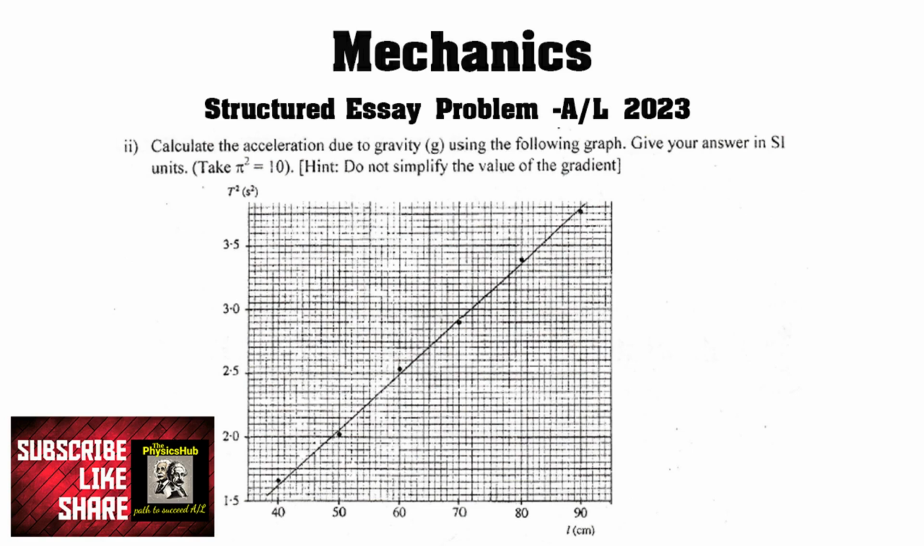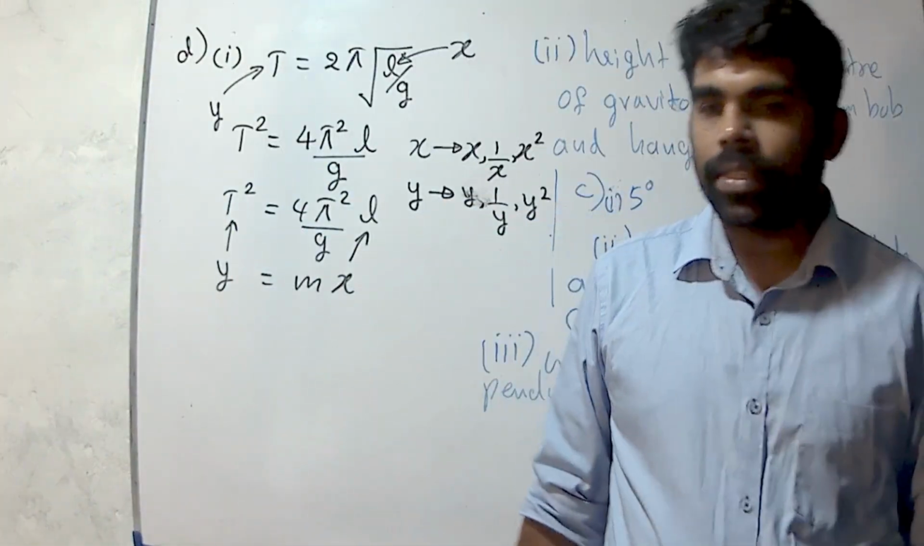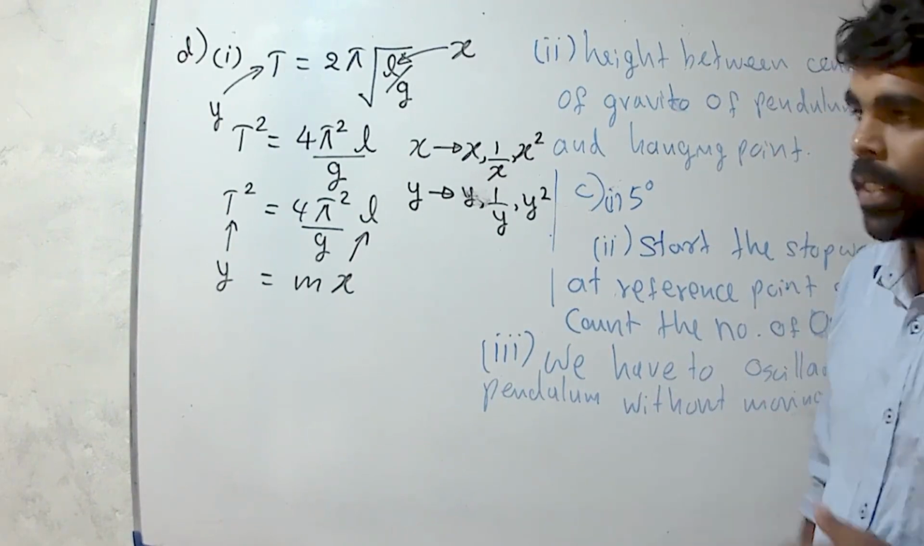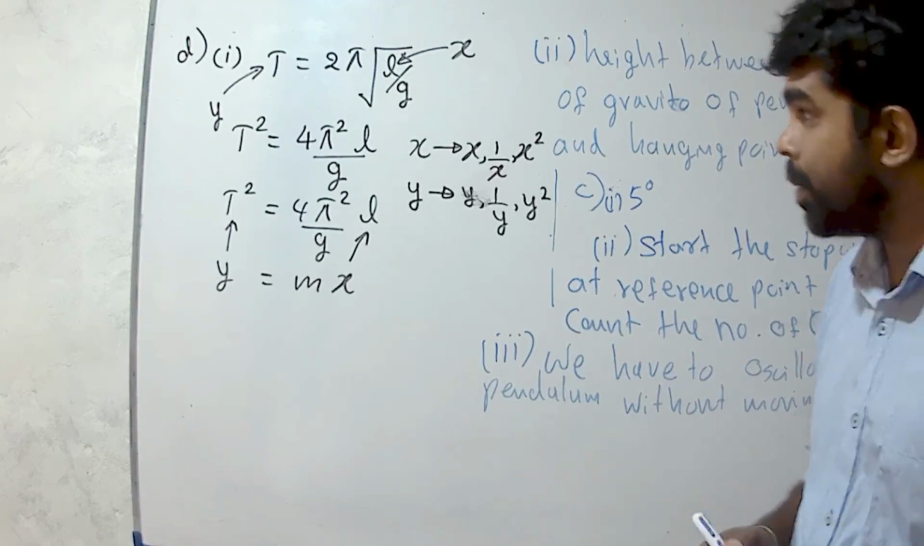Then part 2: calculate the acceleration due to gravity g using the following graph, giving your answer in SI unit. Take pi squared as 10. They have given a hint: do not simplify the value of gradient. Now we have to select correct coordinates from the graph to find the gradient. There are some rules I will explain.